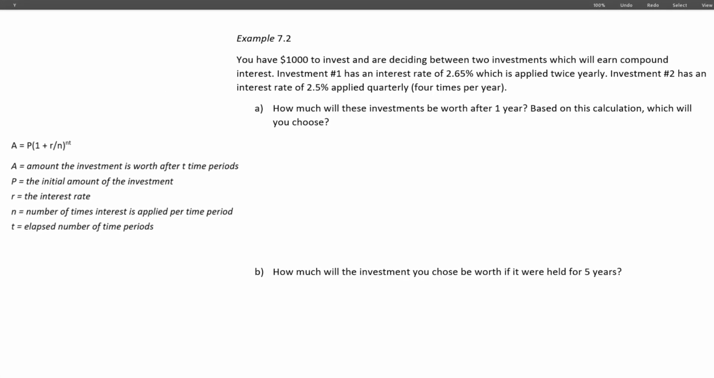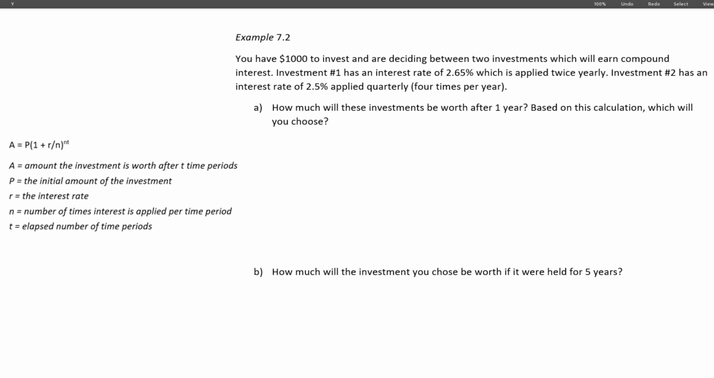Looking at example 7.2, it says you have $1,000 to invest and are deciding between two investments which will earn compound interest. Investment number 1 has an interest rate of 2.65%, which is applied twice yearly. Investment number 2 has an interest rate of 2.5% applied quarterly, which means 4 times per year. Part A says, how much will these investments be worth after 1 year? Based on this calculation, which will you choose?